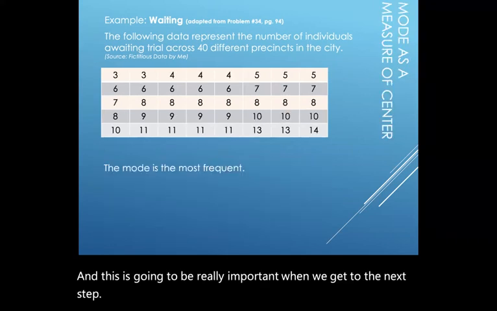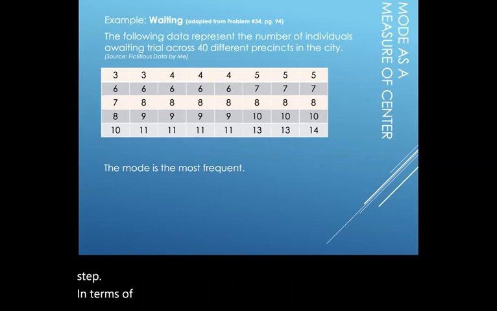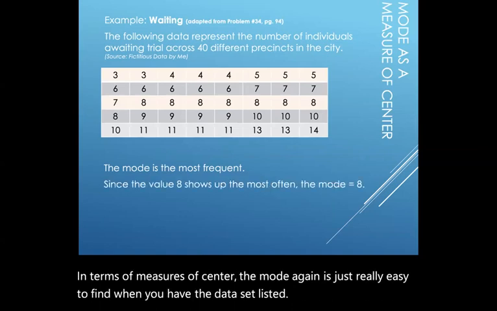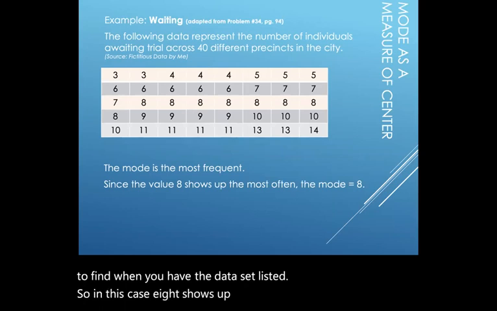So in terms of measures of center, the mode, again, is just really easy to find when you have the data set listed. So in this case, 8 shows up the most often, so it is the mode.